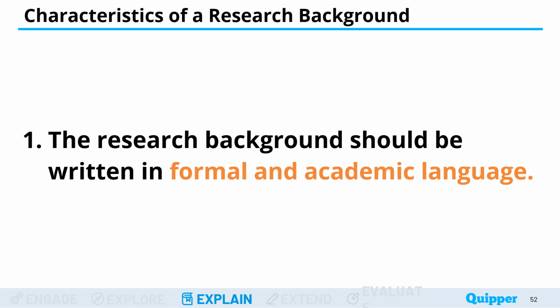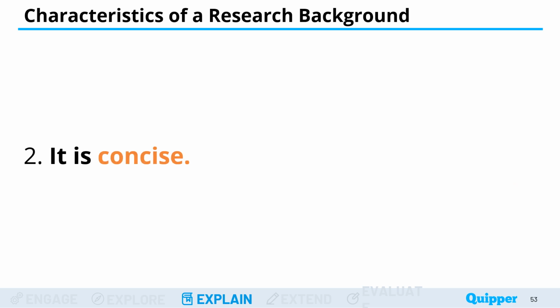Then, characteristics of a research background. First, the research background should be written in formal and academic language. So it observes proper grammar and spelling and it should be clear and understandable. It is concise, so it should be written in a brief, organized, and coherent manner.